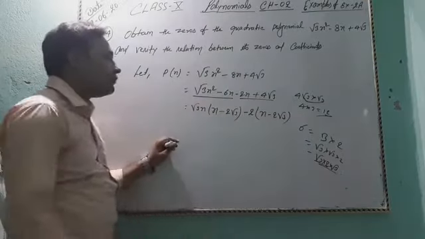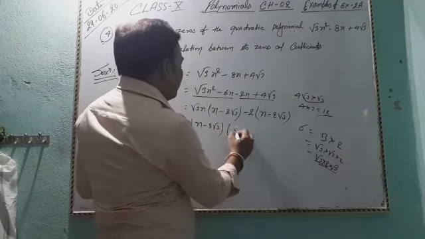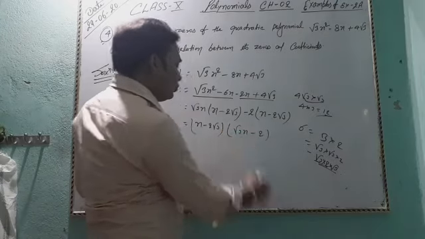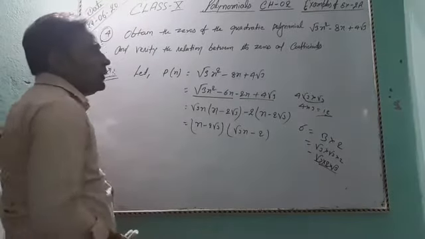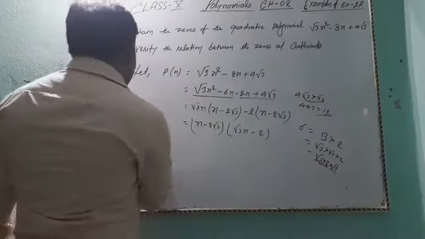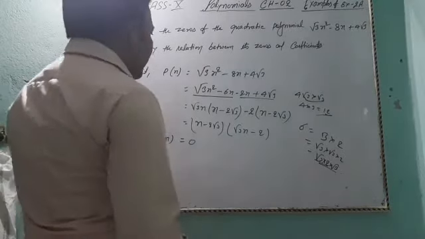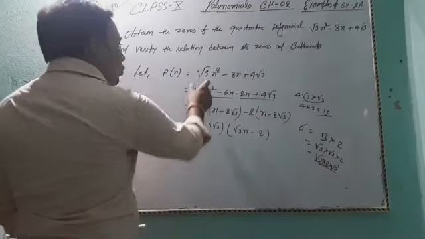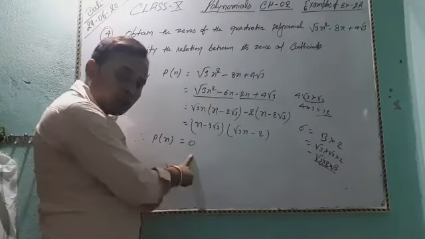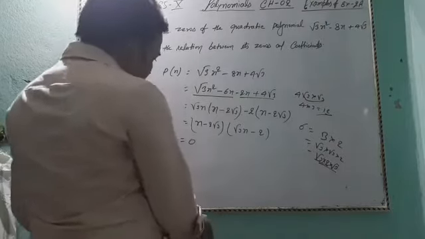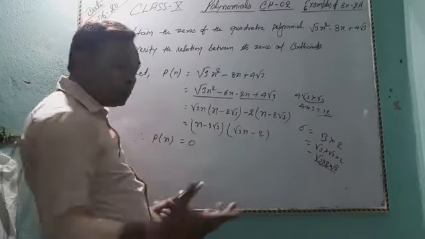Okay, and x minus 2√3 is common and the rest is √3x minus 2. So the zeros of this polynomial: Px equal to 0 means √3x² minus 8x plus 4√3 equal to 0. And it means (x minus 2√3) into (√3x minus 2) equal to 0.